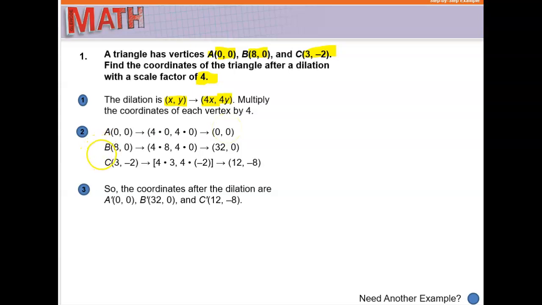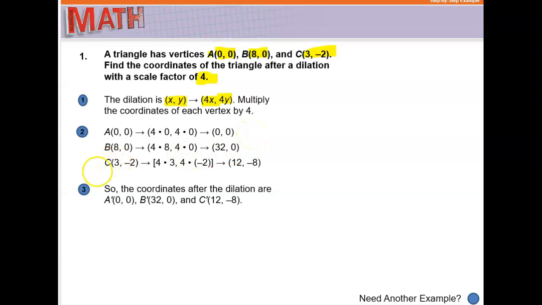B, same thing. You take the coordinates 8, 0, and you're going to transform them by taking your 4, which is the scale factor, times your x, and your 4 of a scale factor times your y. So you get the new dilated 32, 0. Because 4 times 8 is 32, and 4 times 0 is 0.